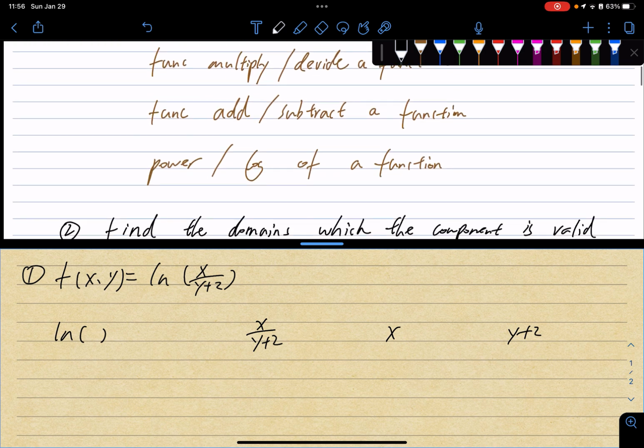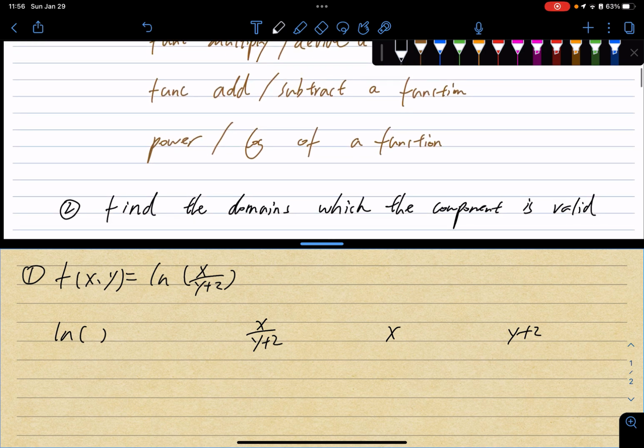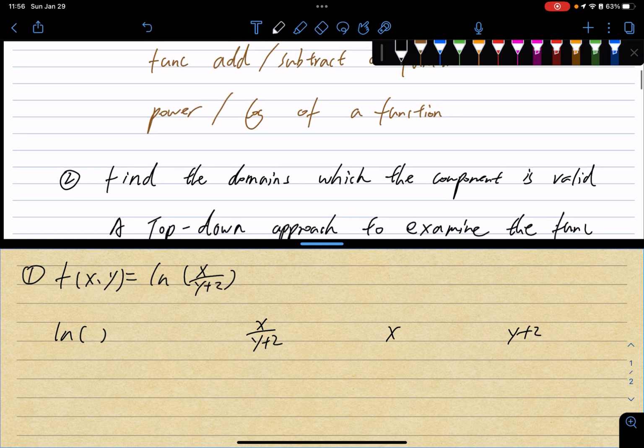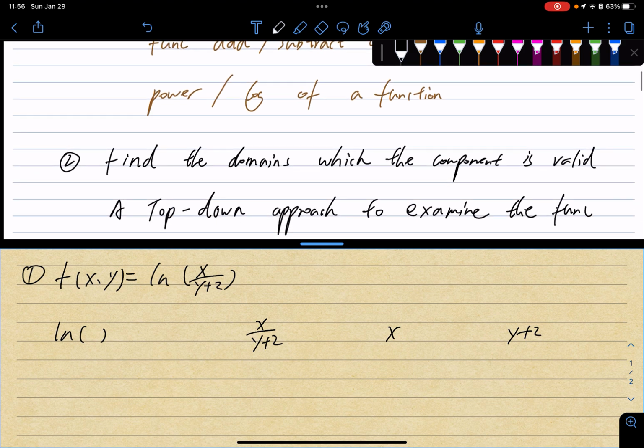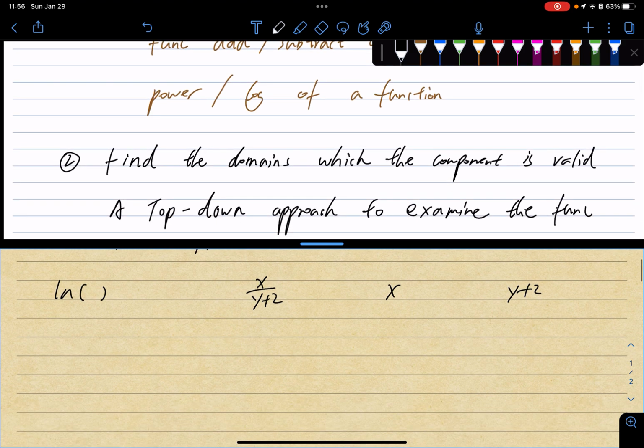And then the second step is, I would say, find the domains on which each component is valid. And then we're going to take a top-down approach to examine this function. So natural log, that tells us that whatever is inside here has to be greater than 0. And then this is a fraction, so this tells us the fraction has to be greater than 0 as well, because this fraction, remember, is inside this natural log.